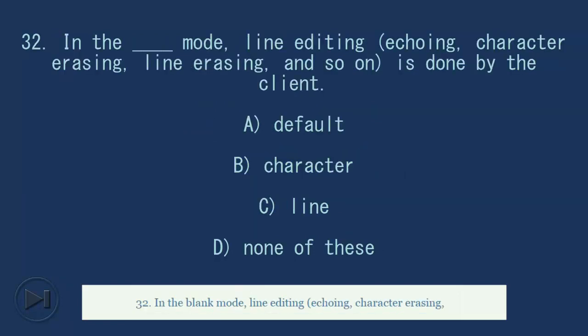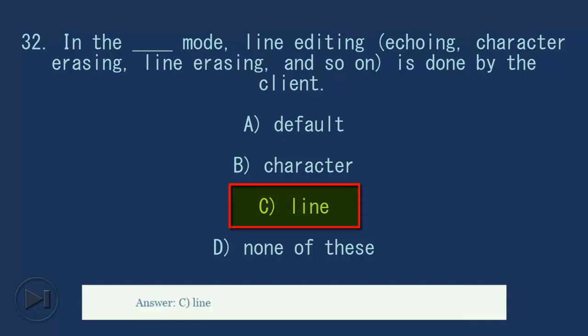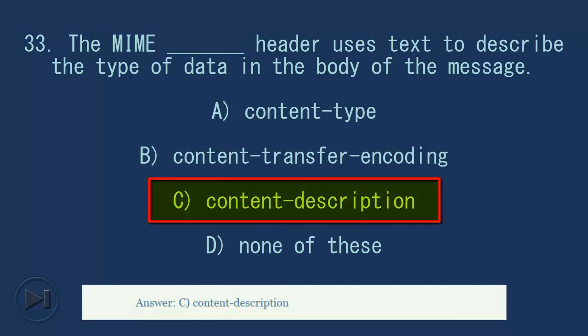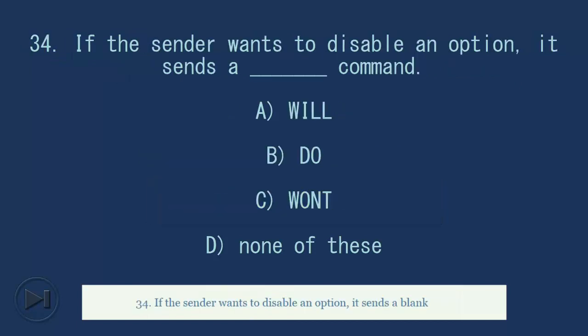In the blank mode, line editing, echoing, character erasing, line erasing, and so on, is done by the client. A. Default. B. Character. C. Line. D. None of these. Answer, C. Line. 33. The MIME blank header uses text to describe the type of data in the body of the message. A. Content type. B. Content transfer encoding. C. Content description. D. None of these. Answer, C. Content description. 34.